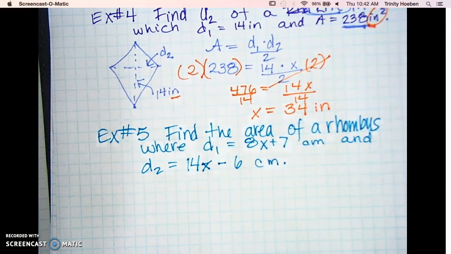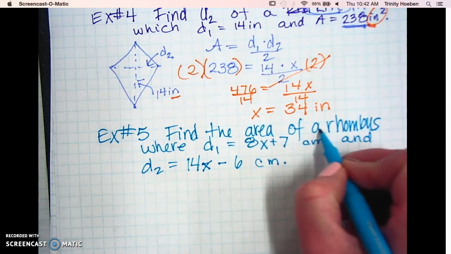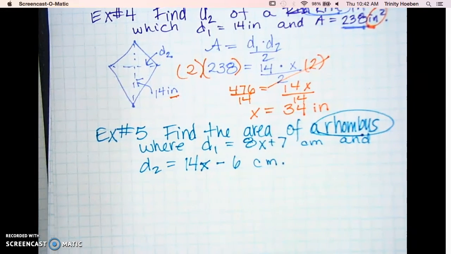Okay, so we got a little bit of algebra in this one, right? We have a binomial here and a binomial here. So if you remember from Algebra 1, when you have a binomial and another binomial, you're going to use a special little acronym called what? Anybody know? That's in geometry. How about FOIL? You guys remember FOIL?